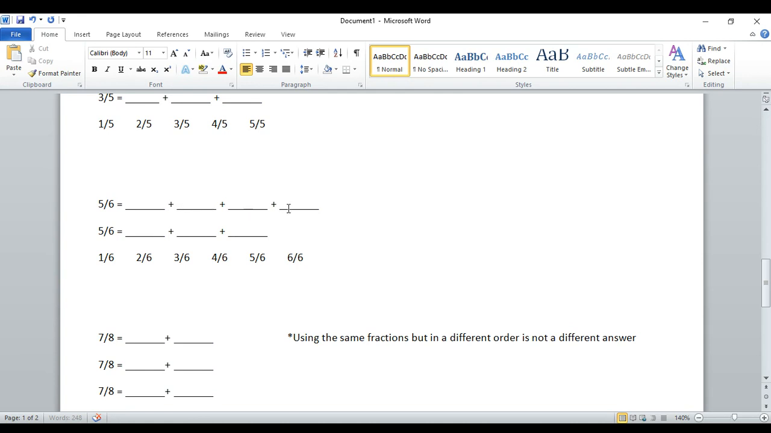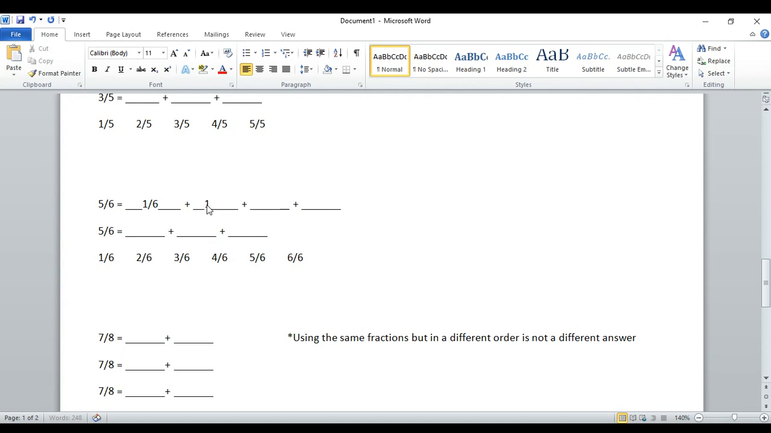And here they want you to do it in 4 steps. So if we are going to decompose 5/6 into 4 different steps, we'll have to start off with 1/6, and then we could do another 1/6, and then we could do 2/6. So now we've got 1 and 1 and 2, which makes 4. So we'd have to do another 1/6 there. And that would add up to 5/6. So I'm going to type that in there so you can see it.